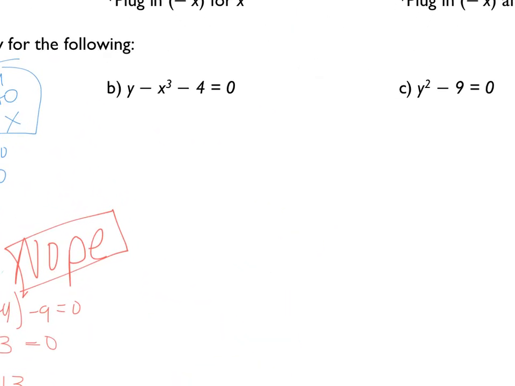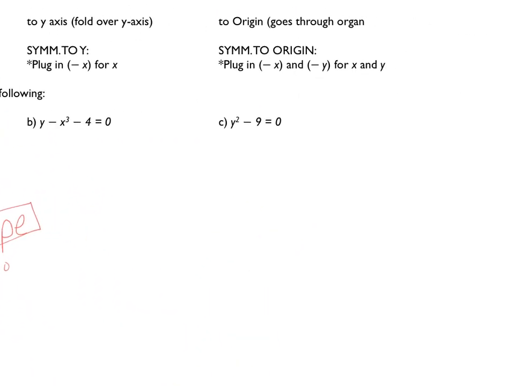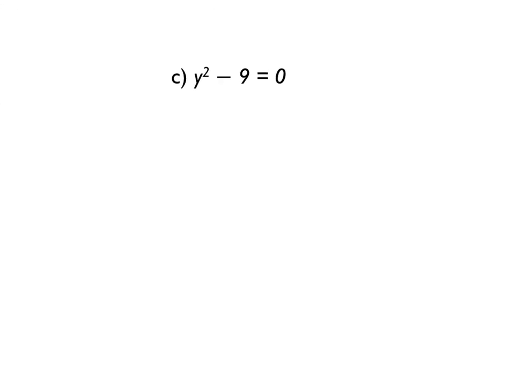Let's look at the next one. Actually, let's do C, because that's the exact same problem that we just did. I want to find out if it's symmetric to x, symmetric to y, symmetric to the origin. Is it symmetric to the x-axis? How do you know? There's no x. Good. Let's see if it's symmetric to the y. Pick a number. Let's pick something other than 2, just for fun. 5. Okay, we'll do 5.